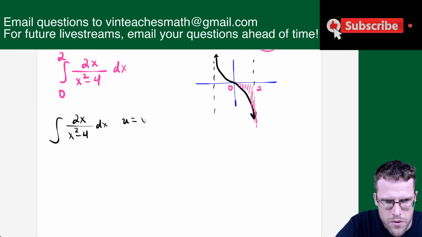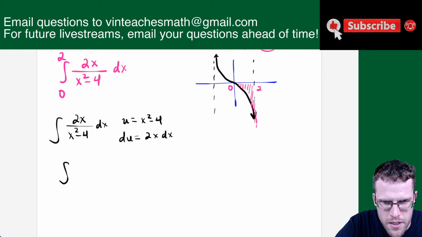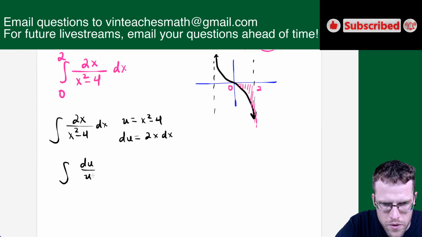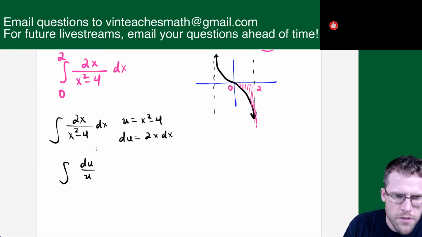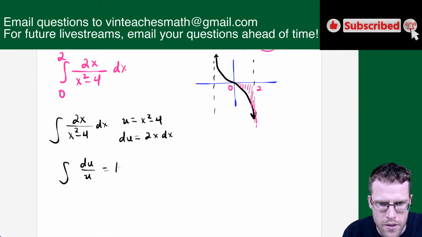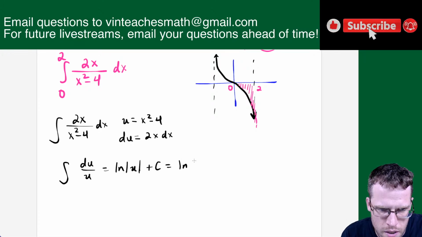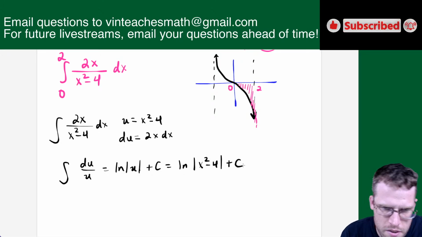And this, I would do a u-sub. So we have du is 2x dx, which completely replaces the top. You see how there's 2x and there's dx? That means I could just write du over u. So for this part, we'd have natural log absolute value of u plus c if it was indefinite. So this is natural log of absolute value x squared minus 4 plus c.